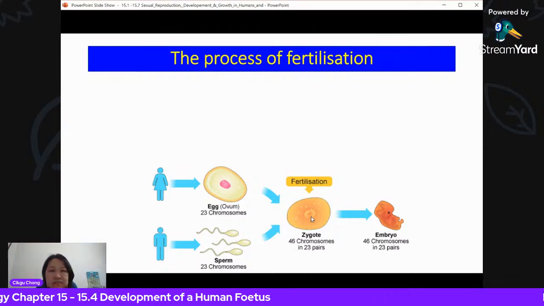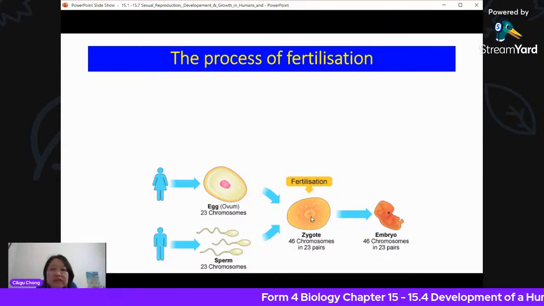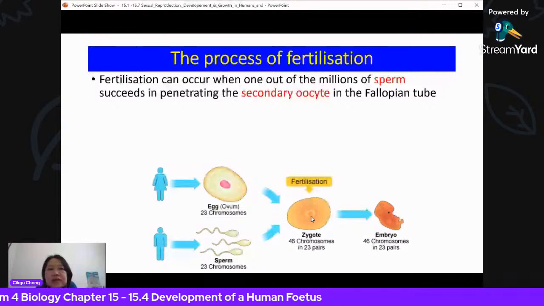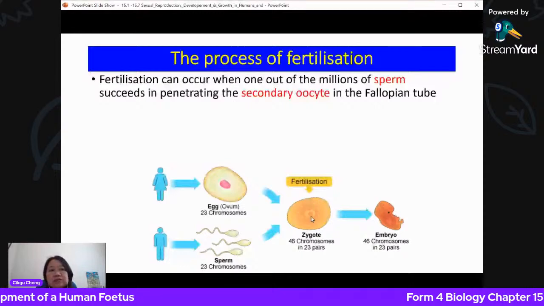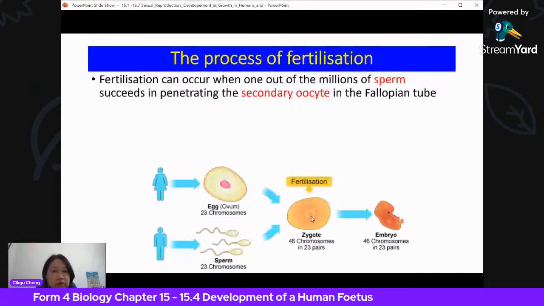Millions of sperm try to penetrate the oocyte in the fallopian tube. This is what we learn in secondary class or science. When the nucleus fuses with the nucleus, it forms a diploid zygote, and fertilization occurs. At the moment, the zygote is considered one cell.